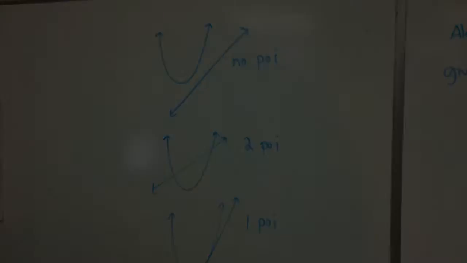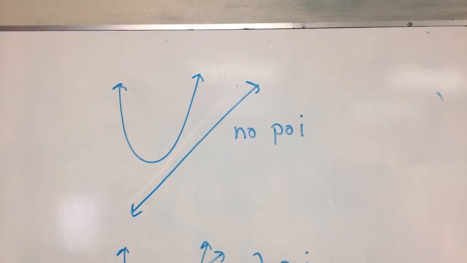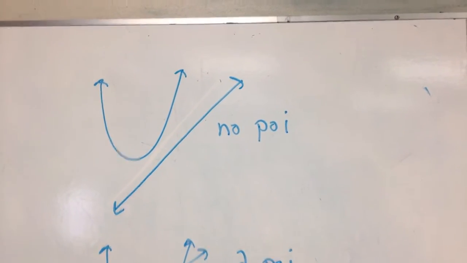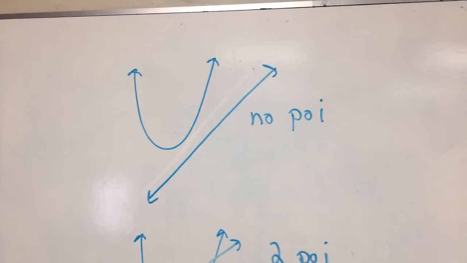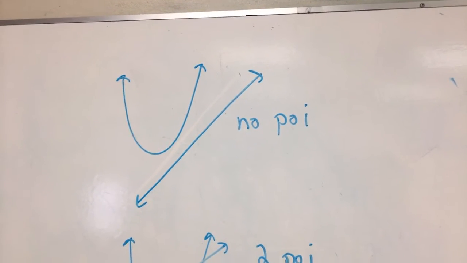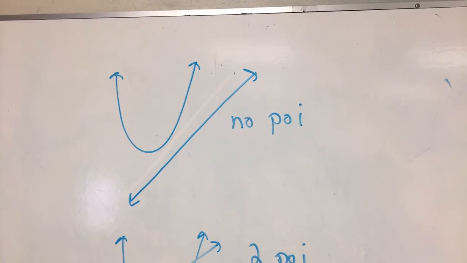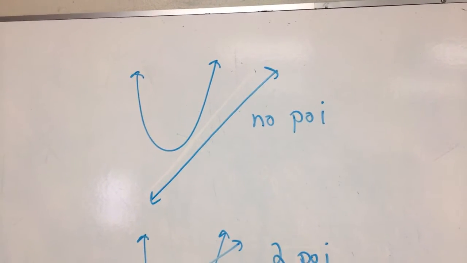Here they are. You may have a situation where they do not intersect. In other words, there's no point of intersection, that POI, meaning point of intersection. If we try to solve this, you're going to get something that makes no sense, like 9 is equal to 12 or something silly like that. That will tell you there's no intersection.